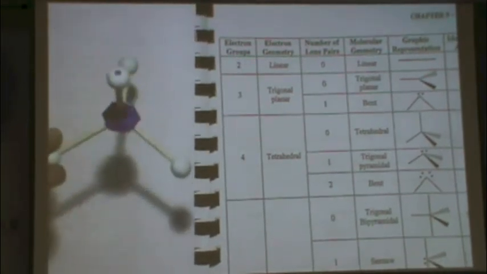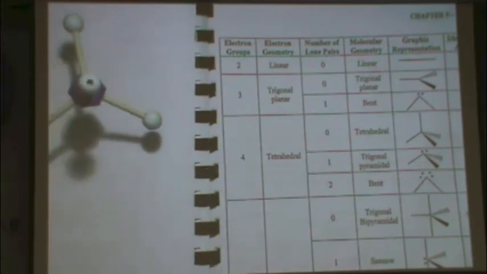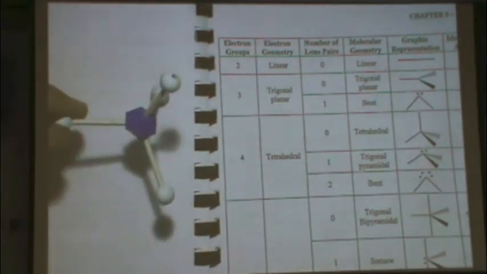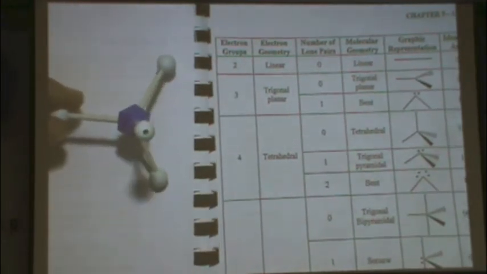Tetrahedral has 4 groups, so 4 electron groups, and has 109.5 degree bond angles. You can actually calculate that, but it's a little difficult. I'd encourage you just to memorize this number.